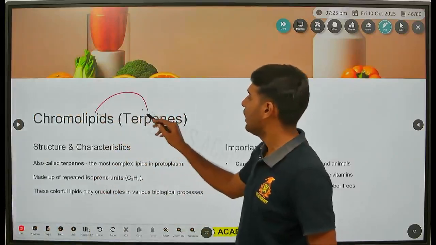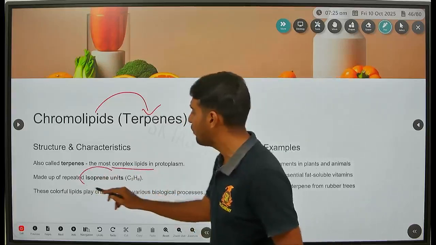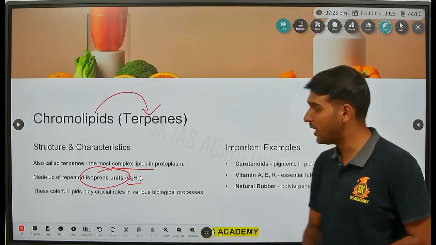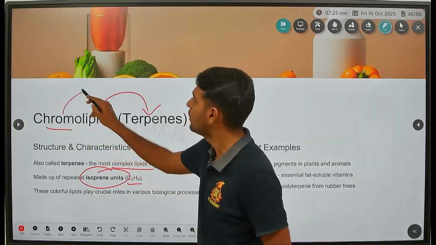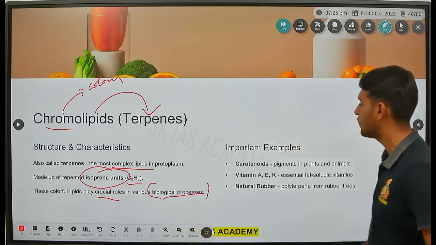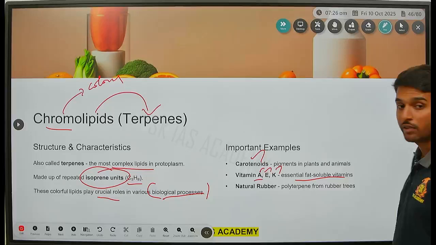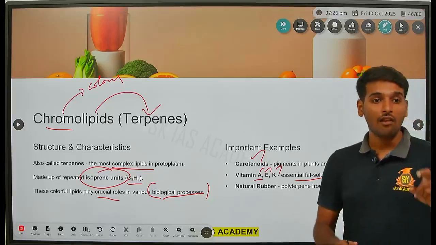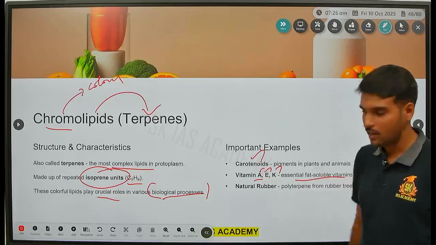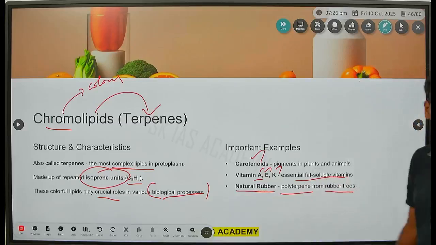Now we'll be dealing with chromolipids, also known as terpenes. Complex lipids which are made up of repeated isoprene units. What is isoprene? C5H8. Chromo, as the name suggests, gives color. They have a crucial role in various biological processes. Carotenoids, vitamins A, E, K, essential fat soluble vitamins. What? A, E, K are fat soluble vitamins. Questions can be here. A, E, K. Natural rubber, a polyterpene from rubber trees.